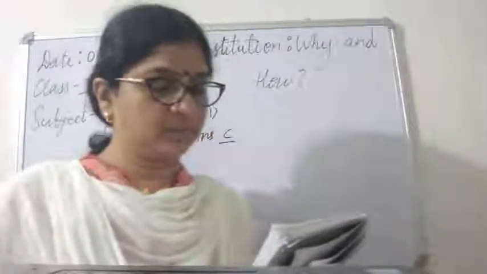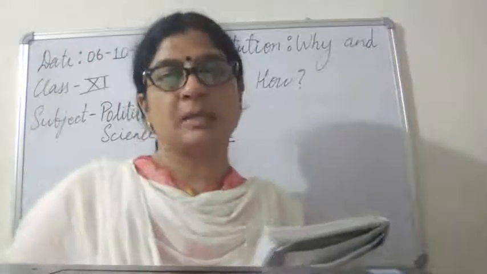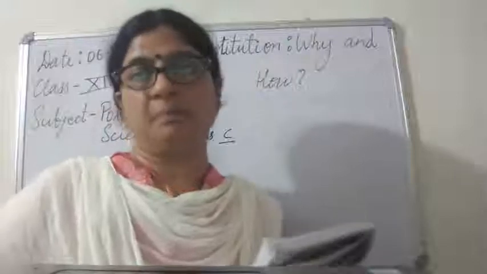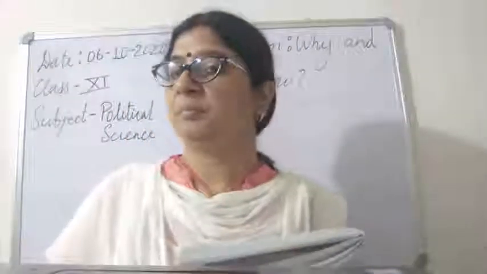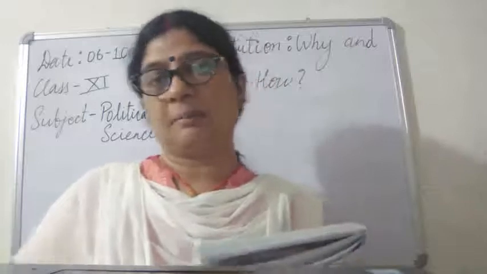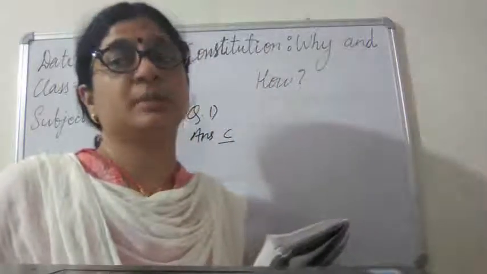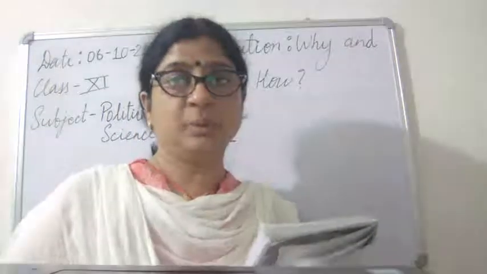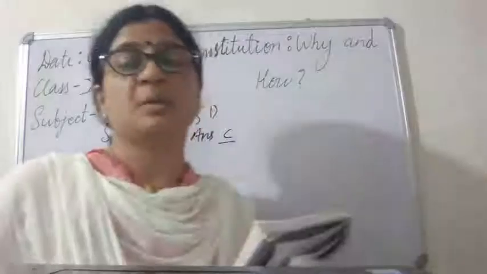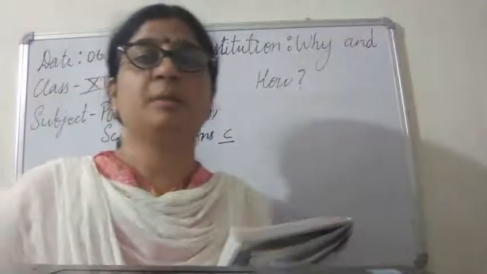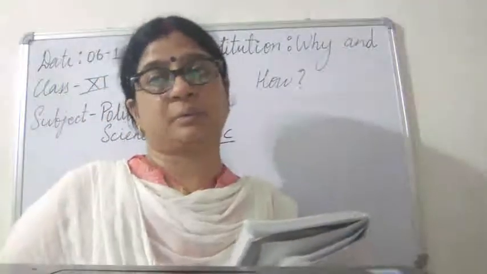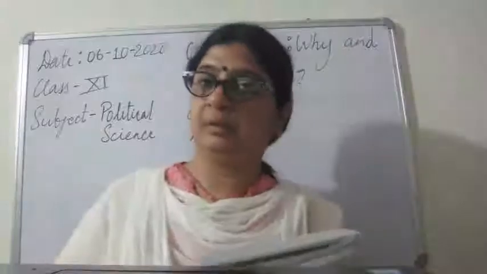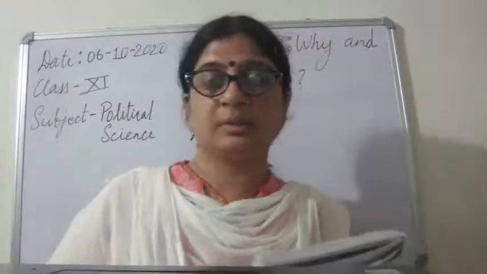Now the second option is the Constitution makers were more eminent leaders than the members of the Parliament. This is also not a correct option. We cannot say that the Constitution's authority was higher because the people who made the Constitution, the members of the Constituent Assembly, were more eminent leaders than the members of the Parliament. We can't compare the eminence of the leaders. So this is also wrong.